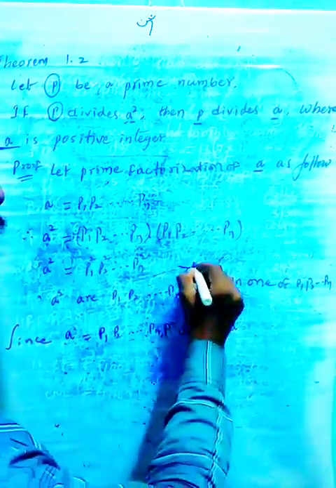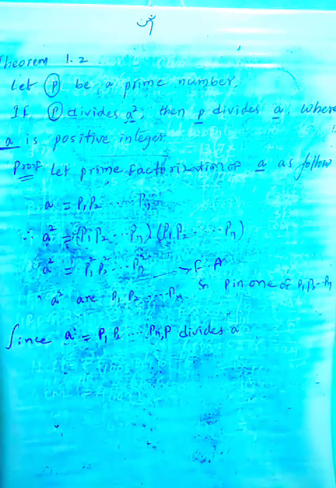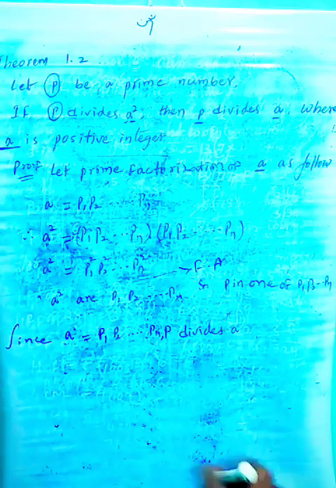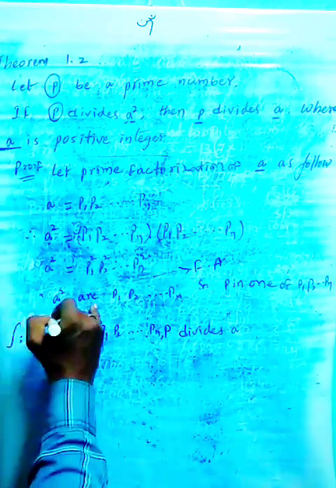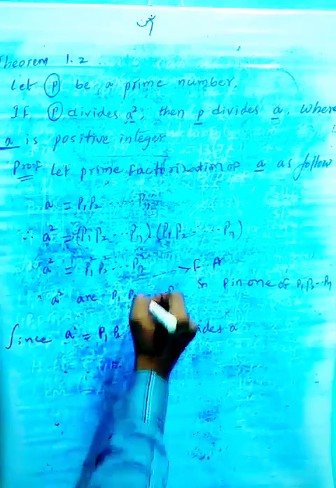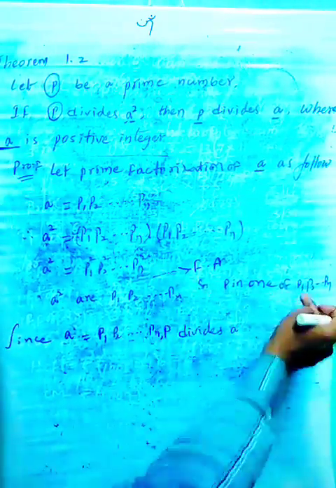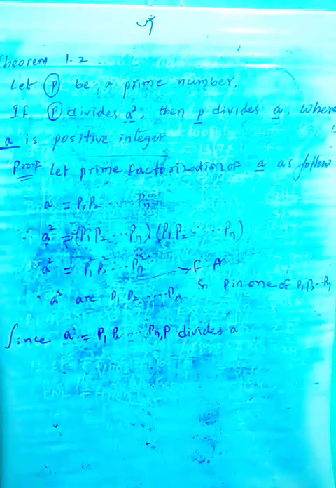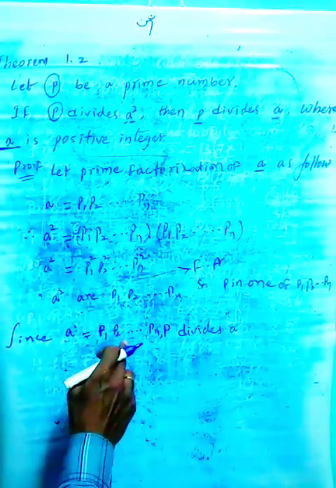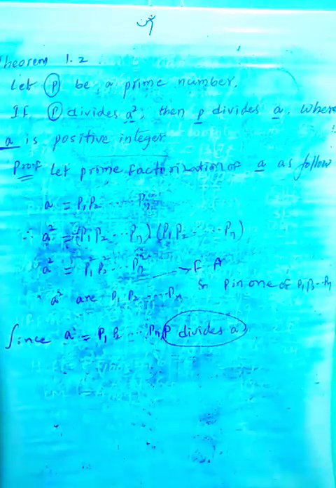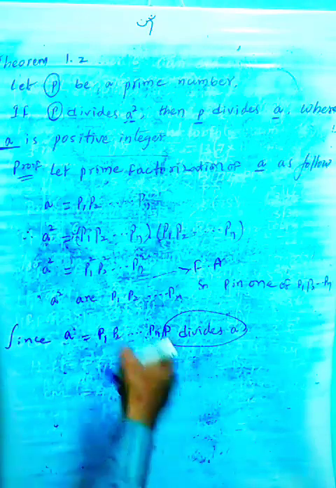So here let us think about the fundamental theorem of arithmetic. What is the fundamental theorem of arithmetic? Every composite number can be expressed as a product of primes. So according to the uniqueness of the fundamental theorem, in a square, p1, p2 and so on pn are the prime numbers. So p is one of the letters in p1, p2 and so on pn. Since a is equal to p1, p2 and so on pn, p divides a. By using the fundamental theorem, we can prove this.